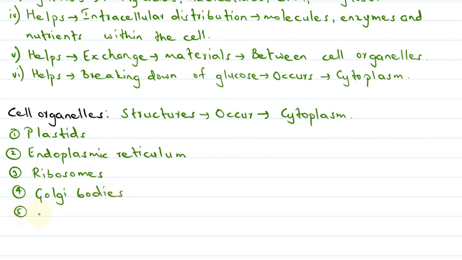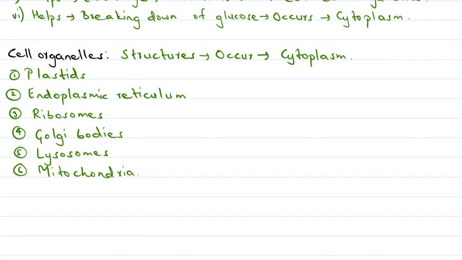Then lysosomes. Then there is mitochondria. So these are the cell organelles that are present within the cytoplasm, and they have specific different functions in our body. So let's see what are the functions that are performed by the cell organelles.